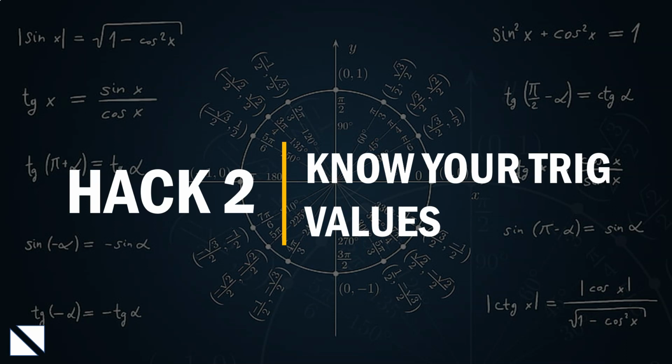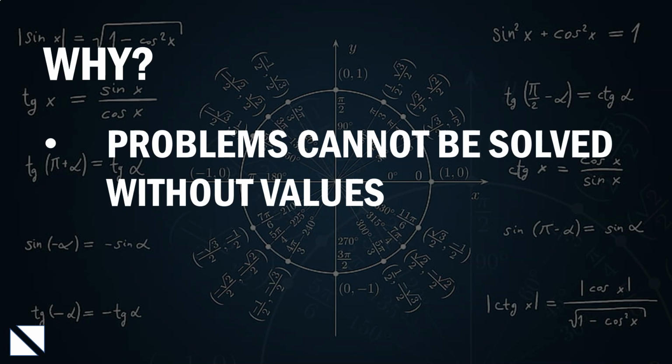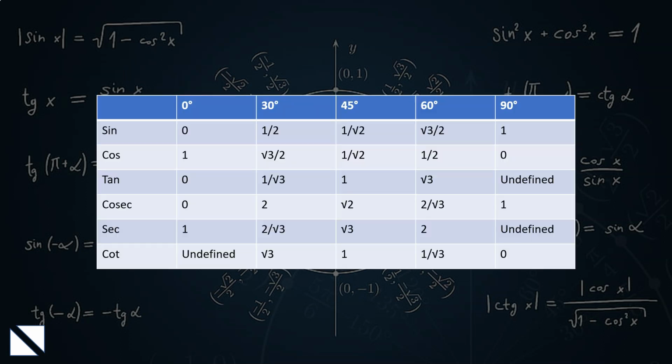Hack number 2 is to know your trig values at the tips of your fingers. And you may be wondering why, because simply put, the problems cannot be solved without these values. This table here enlists all the values of sine, cos, tan, cosecant, secant, and cotangent. And in the CBSE curriculum, you only need to know the values of 5 angles: 0 degrees, 30 degrees, 45 degrees, 60 degrees, and 90 degrees. And I'll make it even easier for you because you don't even have to know 0 degrees or 90 degrees. Most of the questions are centered around 30, 45, and 60.